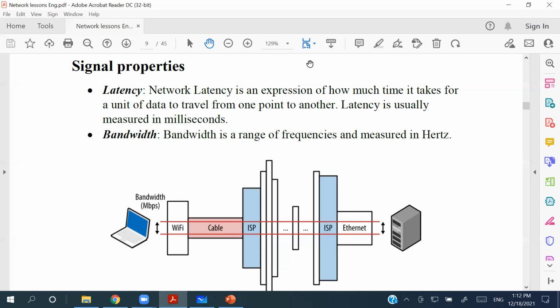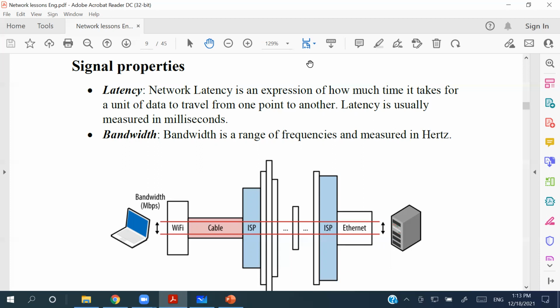So when it comes to latency, we always check the latency regarding a particular connection. If the latency is less, that means the communication is a better one. If the latency is higher, that means it's a slower connection, right?